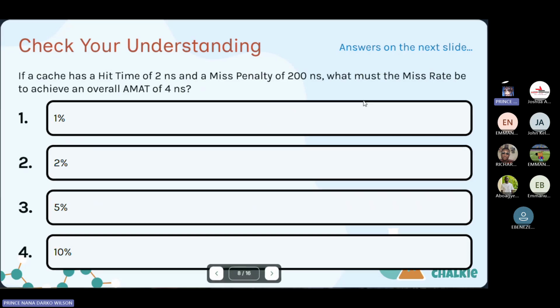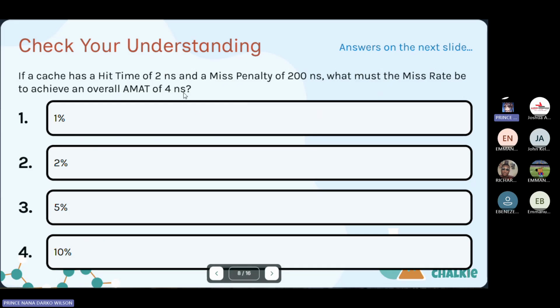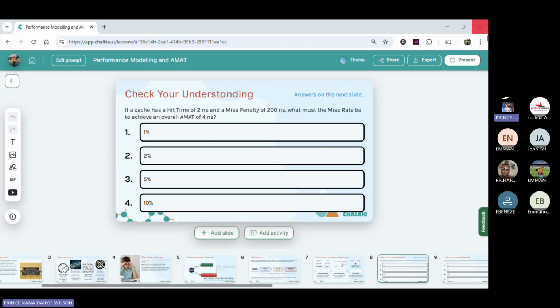It says, if a cache has a hit time of 2 nanoseconds and a miss penalty of 200 nanoseconds, what must the miss rate be to achieve an overall average memory access time of 4 nanoseconds? And we know the formula for average memory access time. So since we are recapping, we might as well do the working for this one right now. So let me.